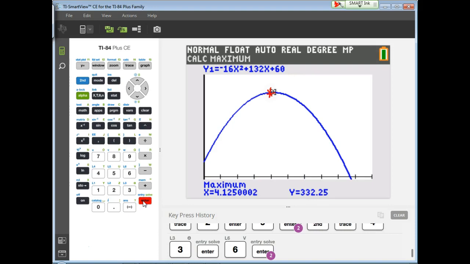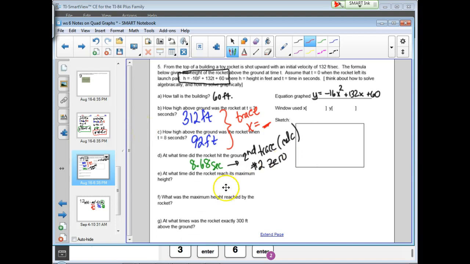So which one of those represents the time? The X, good. So the maximum is reached at 4.13 seconds. That's the next question. But what was the actual height? 332.25? All right. Feet.